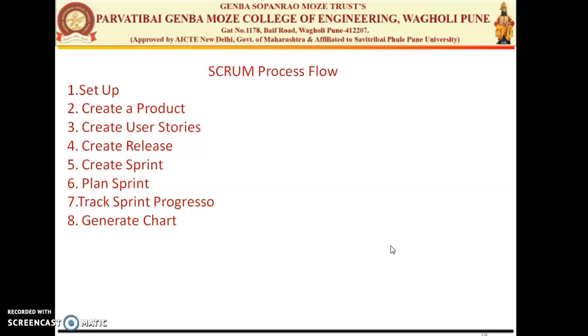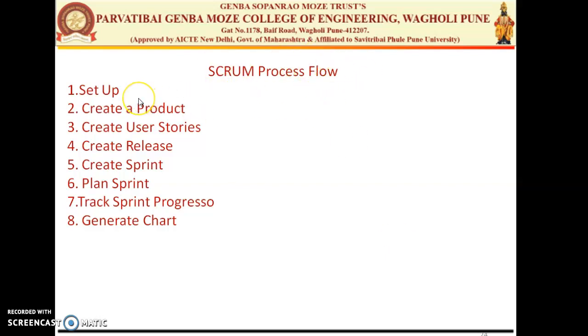So in the last session, we have seen the different terminologies under the Scrum process. In this session, we'll see how the process flow of the Scrum is. The Scrum process flow contains 8 steps, or we can say 8 stages. The first stage is setup, second is create a product, third is create a user story, fourth is create a release, fifth is create a sprint, sixth is plan sprint, seventh is track sprint progress, and eighth is generate a chart. So we'll see one by one the stages of this process flow.